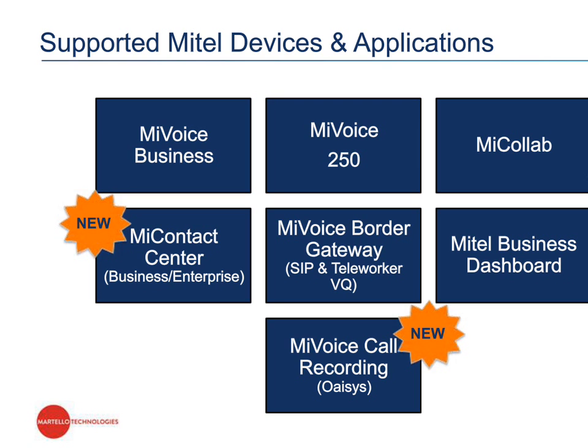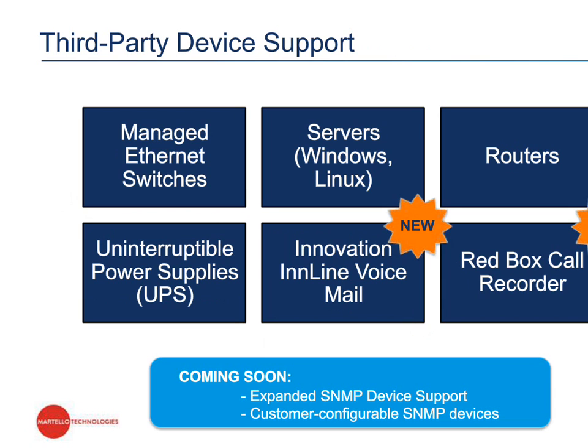So I talked about some of the third-party devices, so here they are. There are some other ones. I mentioned the Redbox as a new device. The other one is the inline voicemail system that we see in the hospitality space has been added. In the past, we've added UPS systems, switches. Routers are really key, particularly if we're running a hosted type service where you want to know whether any voice packets are being dropped at that gateway router level. We have the ability of detecting that.